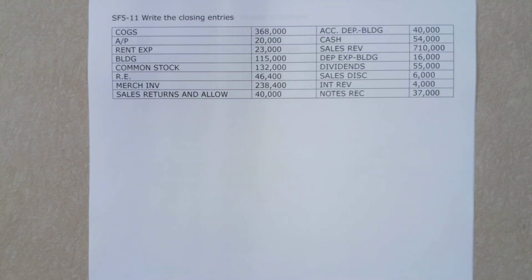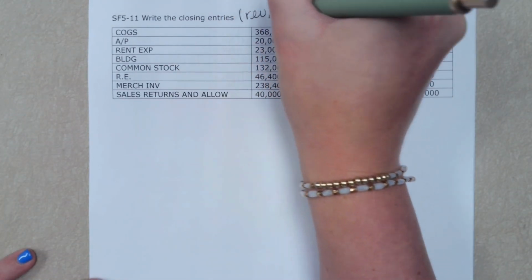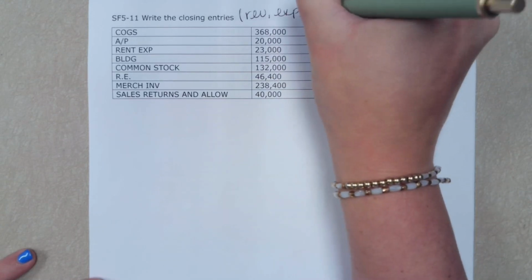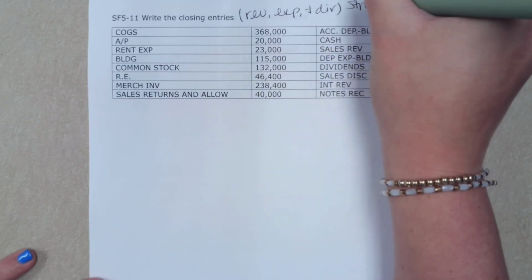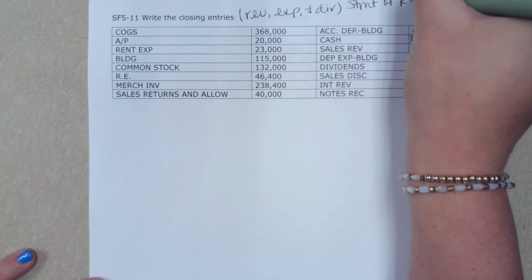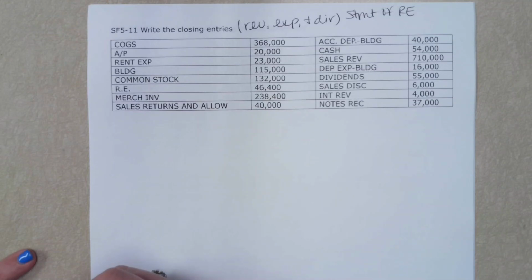Okay, so this video is for problem 5-11. So we're writing our closing entries. Just as a reminder, we're closing revenues, expenses, and dividends, and we remember the statement of retained earnings. So that's how we know what account to offset these entries with.